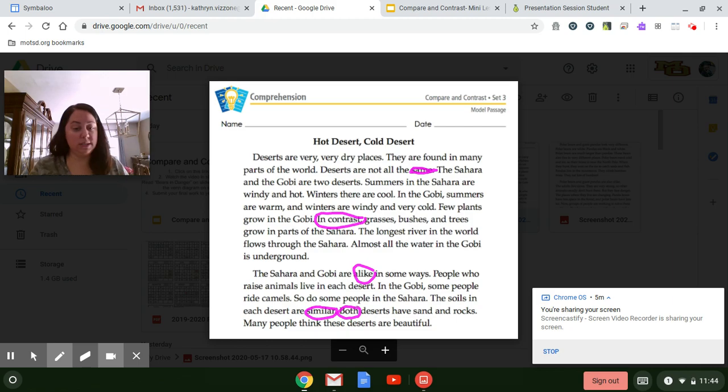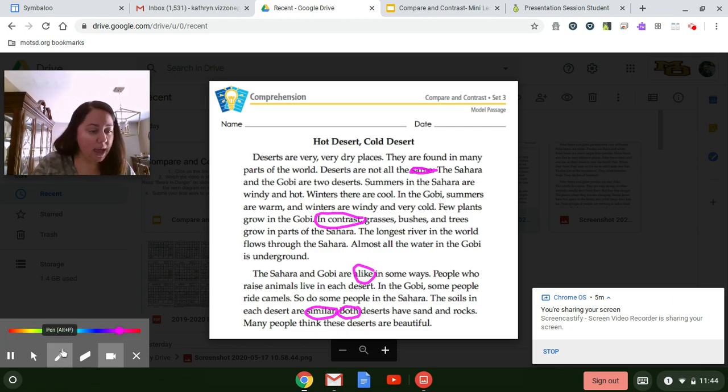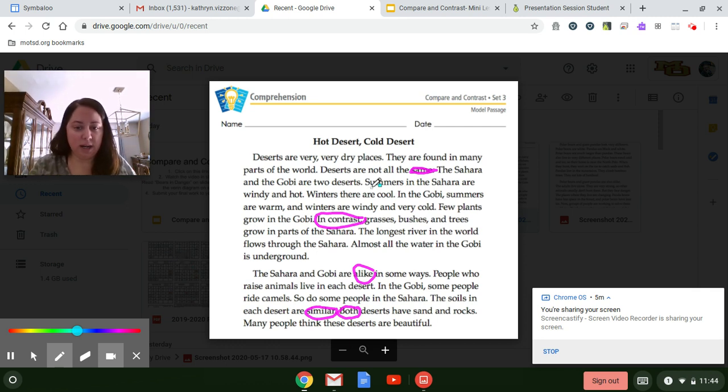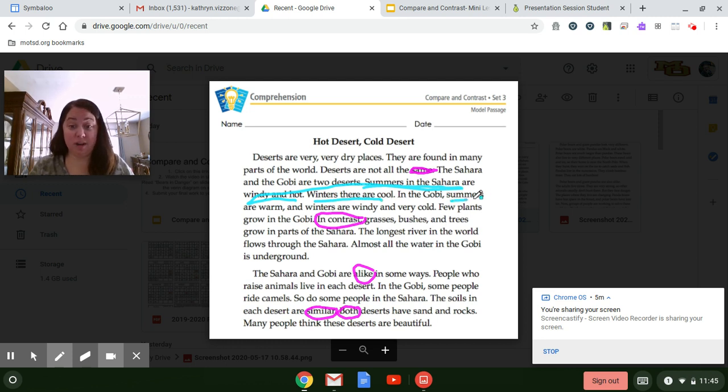Now, what I want to do is go through and underline some parts of the text that show where the deserts are two very different deserts. So here it tells us that summers in the Sahara are windy and hot. Oh my goodness, I'm sorry, that was a mess. And then the winters are cool. And then it goes on to say in the Gobi Desert, summers are warm and winters are windy and very cold, probably more like the winter that we have here.